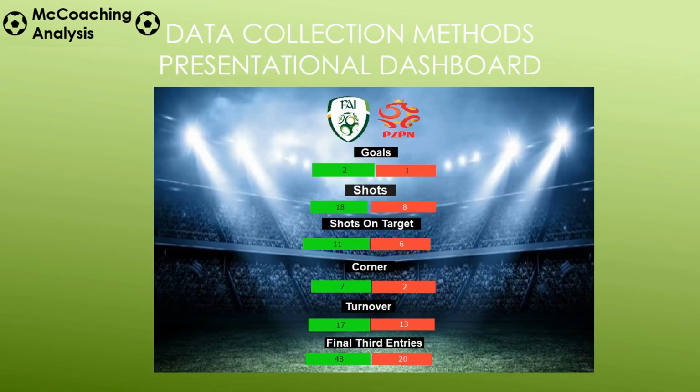This is an example of a dashboard that I use from Max Sport. So in this we'll see that I use it for presentations. So we have the goals, shots on target, corner, turnover, and final third entries. It's important to note for turnovers, that's actually judged on winning the ball in the opposition's half. So as we saw here, this identifies how good our press was as we won the ball back 17 times from the opposition when they had possession in their half.